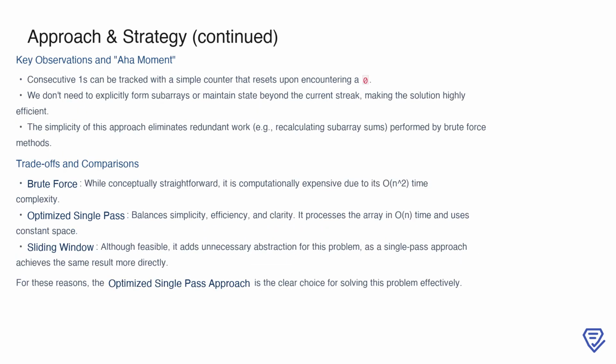The key insight for this problem lies in recognizing that consecutive ones can be efficiently tracked using a simple counter that resets when a 0 is encountered. There's no need to explicitly form subarrays or maintain any additional state beyond the current streak, which eliminates the redundant work performed in brute force methods.